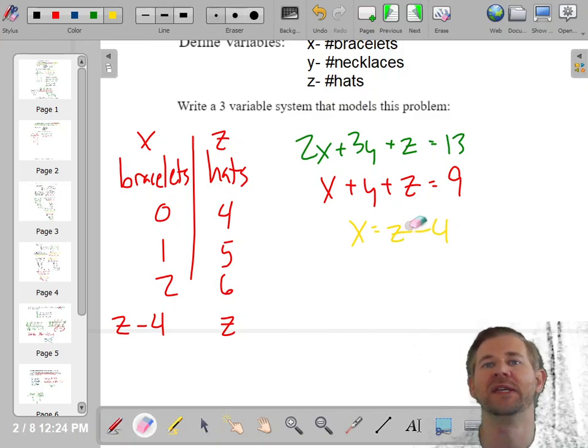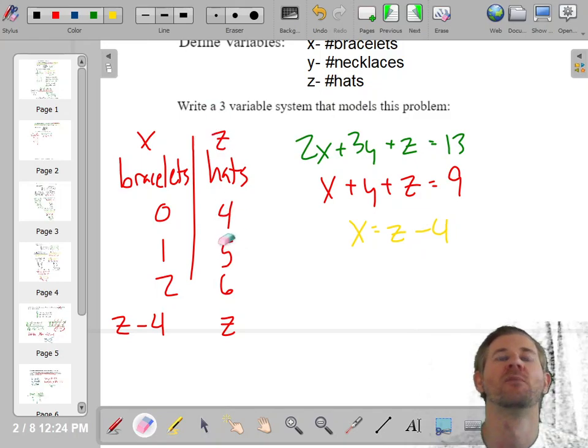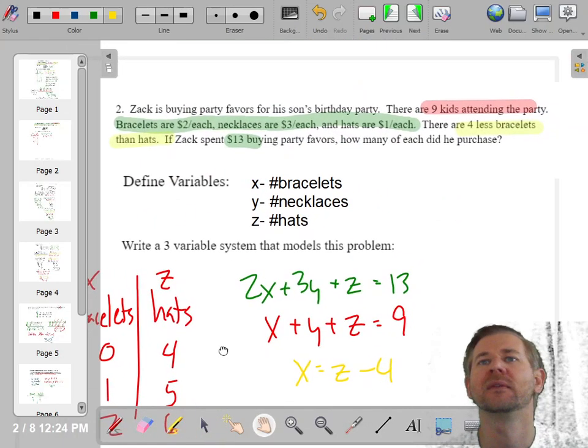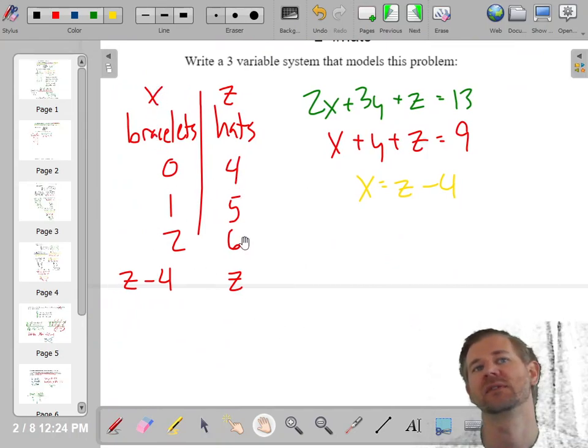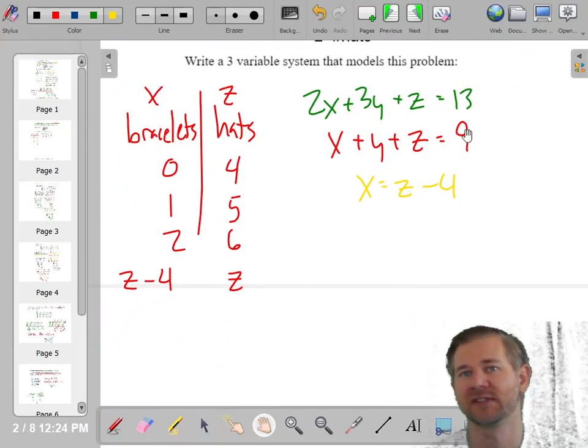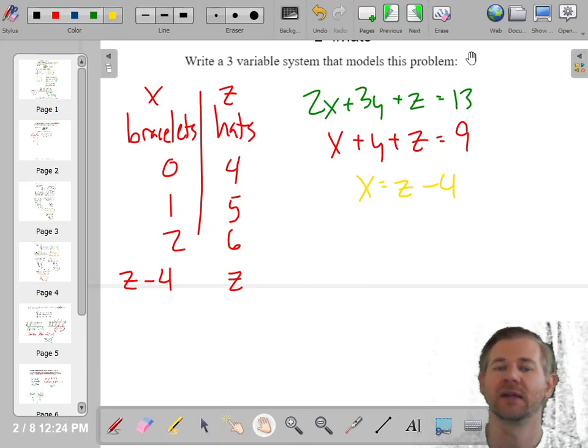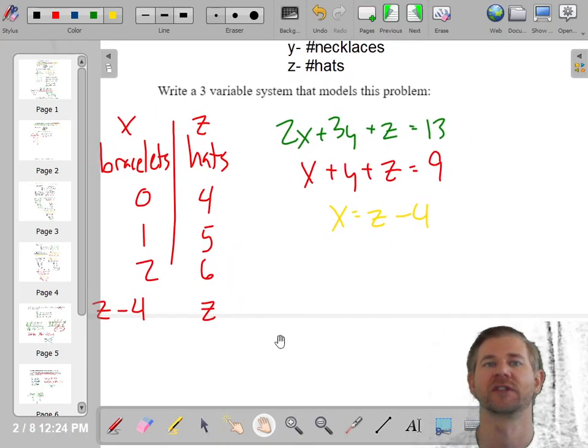Another way of saying that would be that there are 4 more hats than bracelets. Yeah, 4 more hats than bracelets. So you could also say z equals x plus 4. That would be the same thing. But once you get here, now we can just start to solve it. Okay, we've got our substitution.